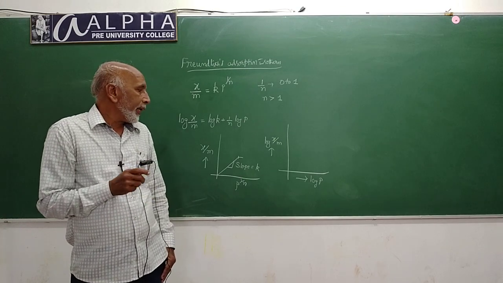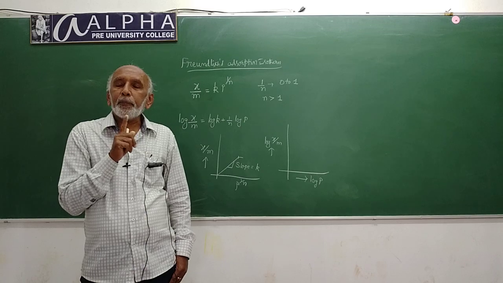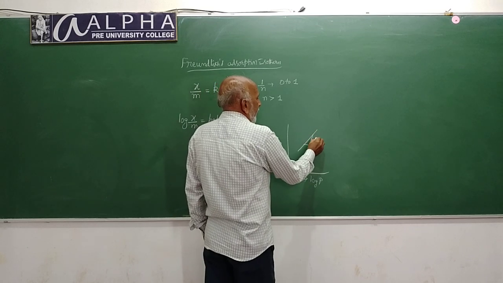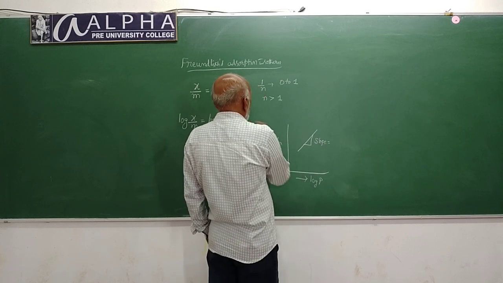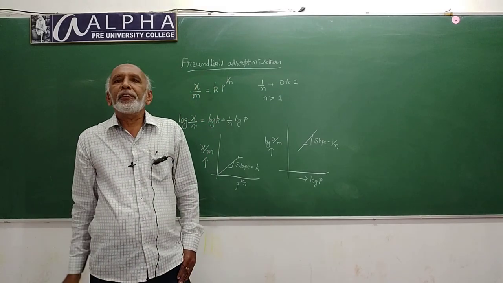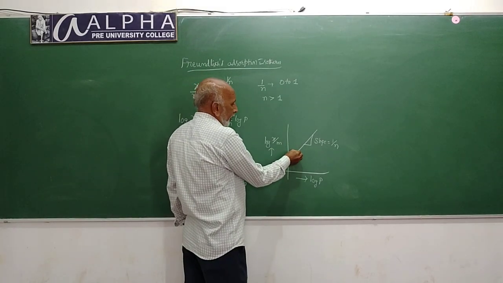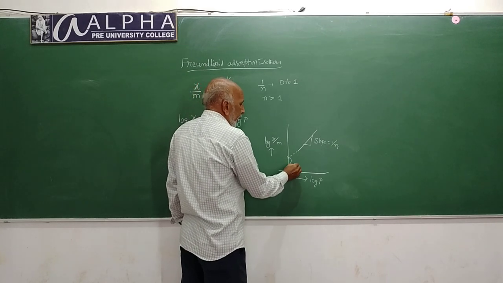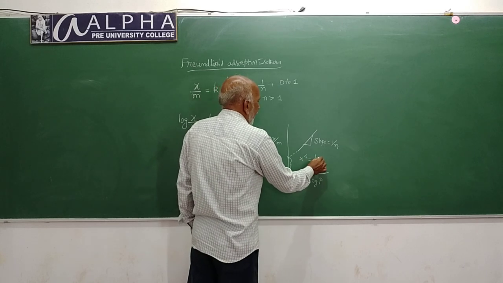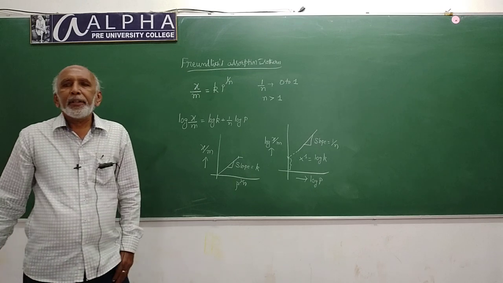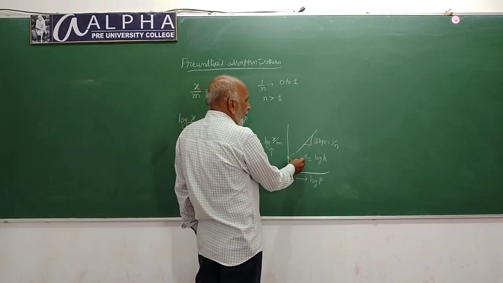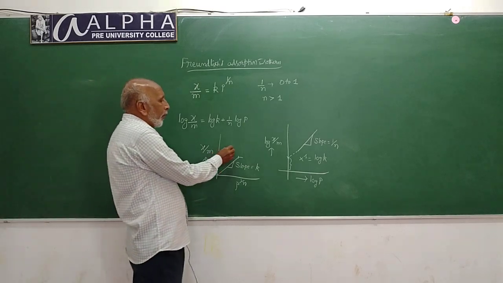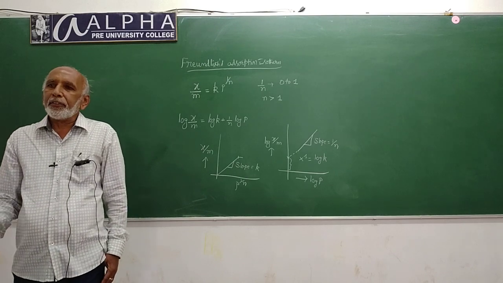Here the plot of log x by m against log p will be a straight line, but not passing through the origin, and it has a positive slope like this. Slope of the straight line is equal to 1 by n, from which we can get the value of n. This plot on extrapolation makes an intercept on the rate axis, and this intercept is equal to log k. So, by using the intercept value, you can get the value of k. K is equal to antilog of intercept. See, these two plots are known as adsorption isotherms.